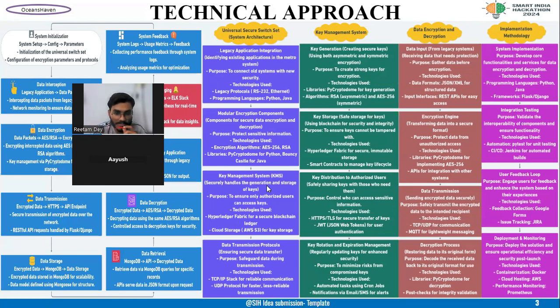Then comes the key management system, which securely handles the generation and storage of keys. The purpose is to ensure only authorized users can access keys. The technologies used are Hyperledger Fabric for a secure blockchain ledger, and cloud storage AWS S3 for key storage.